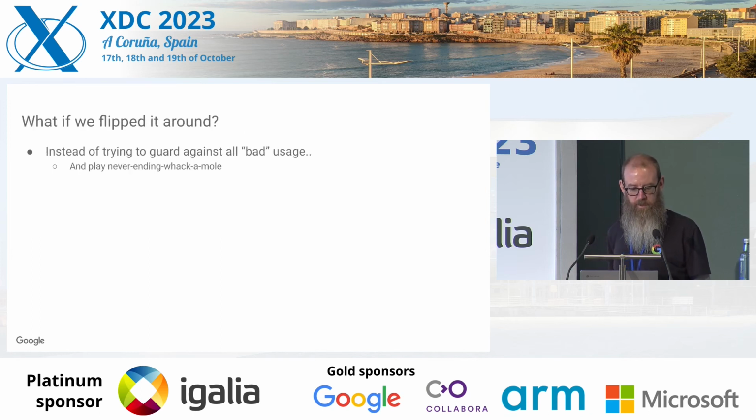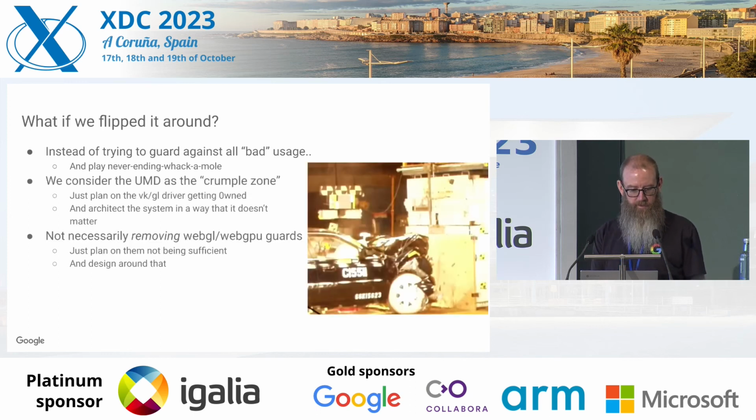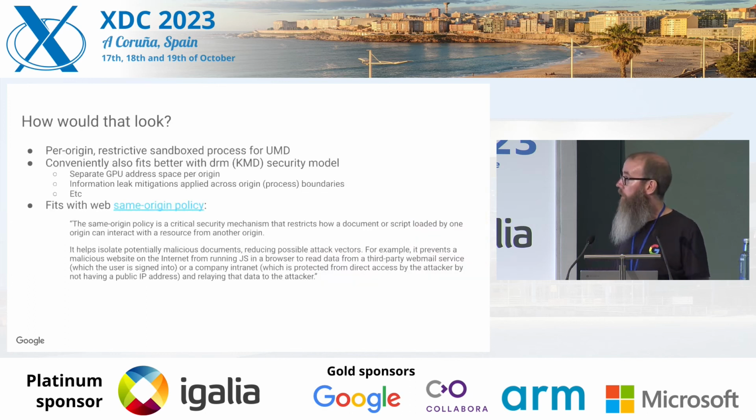So my thinking was, okay, well, what if we flip this around? Instead of trying to protect everything from above the driver and playing an endless game of whack-a-mole, what if we just considered the user mode driver as a crumple zone? Just plan on the bad guy getting code execution there and try to make things so that it didn't matter. So, not necessarily removing the basic sanity checking that WebGPU and WebGL have, but just plan on that not being sufficient. So how would that look?